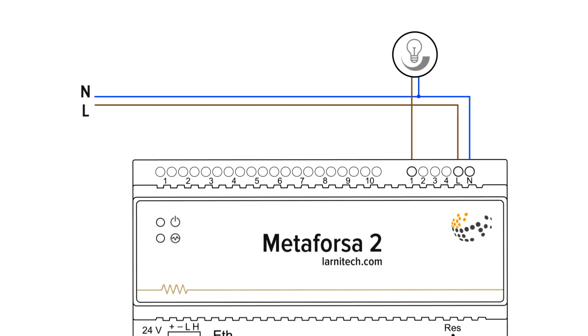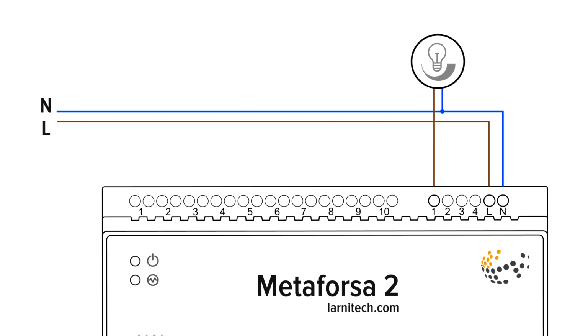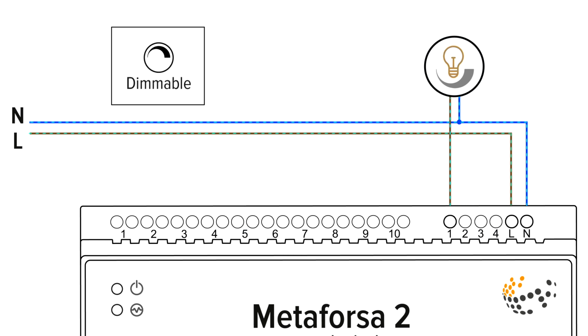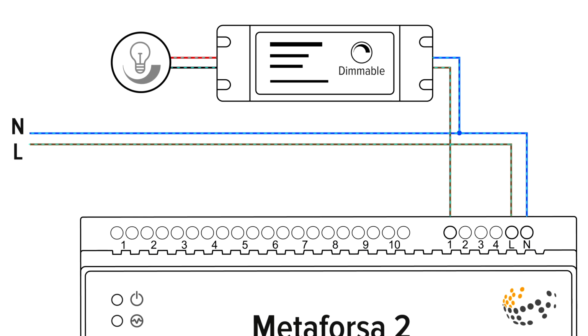Dimmable channels allow adjusting the power delivered to lamps, leading to changes in brightness. This type of dimming is suitable only for lamps that support this type of control. The lamp packaging or description should have a symbol or label "dimmable." If the lamp is connected through a power supply unit, it must also support dimming, indicated by an appropriate symbol or label.